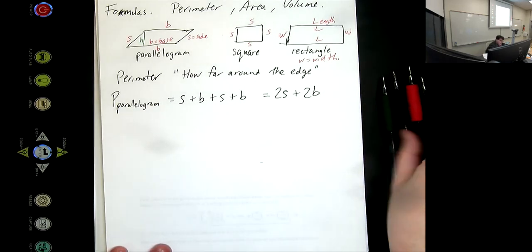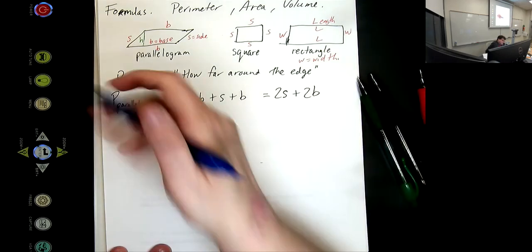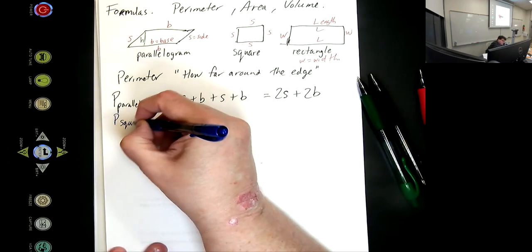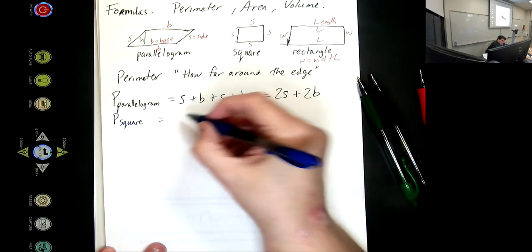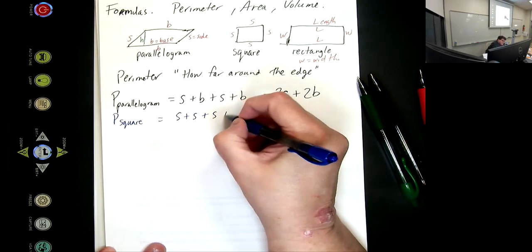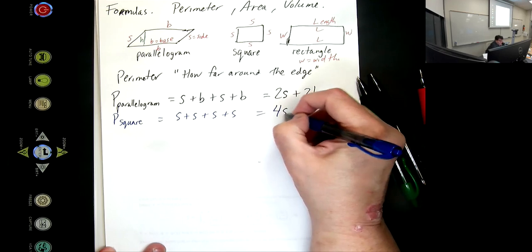The perimeter of a square. You're literally just adding up the outside edges. I have four S's, so 4 times S.